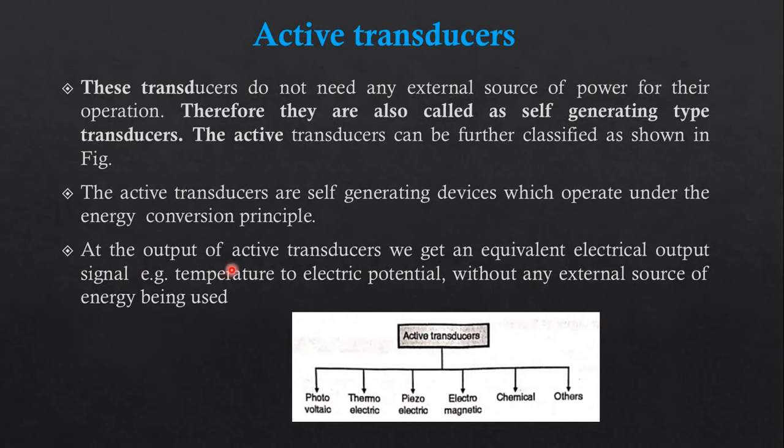Now at the output of an active transducer, we get an equivalent electrical output signal, that is temperature to electrical potential, without any external source of energy being used. So whenever we use a thermoelectric type of transducer, at that time our transducer is going to give us an electrical signal without using any kind of external source, right? So this type of transducer is called an active transducer.